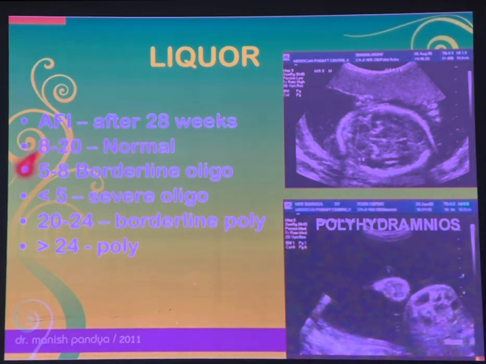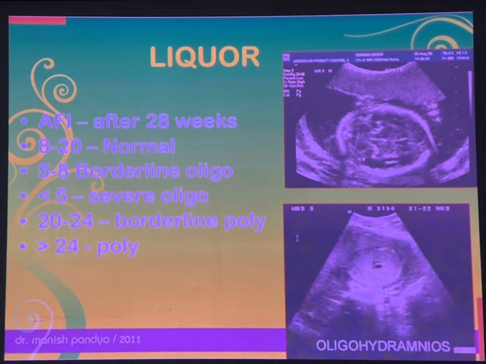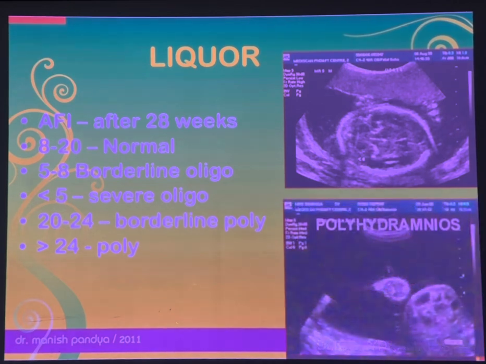Normal amniotic fluid index is 8 to 20. 5 to 8 is borderline. Less than 5 is severe oligohydramnios. 20 to 24 is borderline polyhydramnios, and more than 24 is polyhydramnios. Here you can see this is polyhydramnios, and in the next picture you can see this is oligohydramnios, and this is polyhydramnios. Subjectively you can identify that this is a very big pool of liquor.